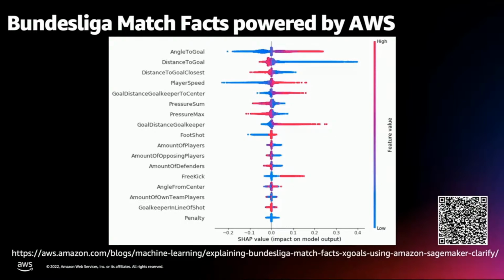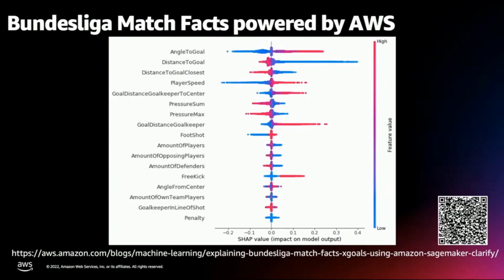Now, what about the colors? So you see that some of these dots are red, others are blue, and then various shades in between. Well, this is shown on the right. It gives you a sense of what is the corresponding value of that feature. So the higher the angle to goal, which means the scoring angle, or the view of the goal, is very big, so it's easier to score.